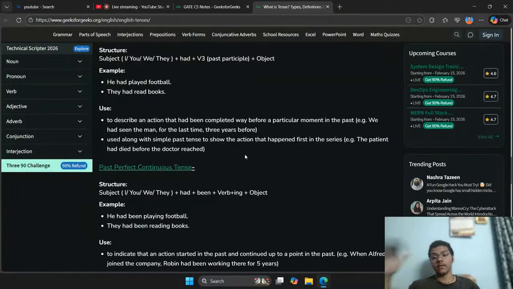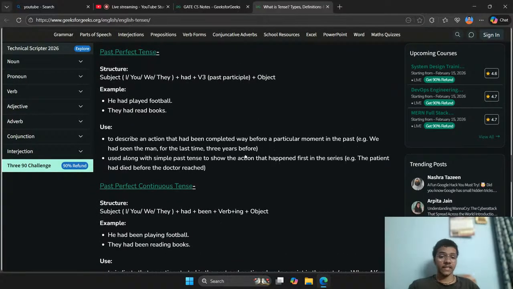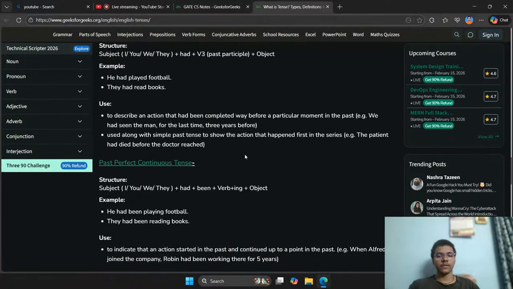You don't think of these rules, but you know, to describe an action that has happened, complete. Right, to describe which tense, past perfect tense, to describe an action that had been completed way before a particular moment in the past. We had seen the man for the last 3 years before. Used along the simple past to show the action that has happened first in the series. The patient had died before the doctor reached.